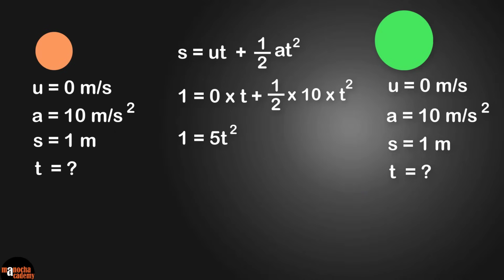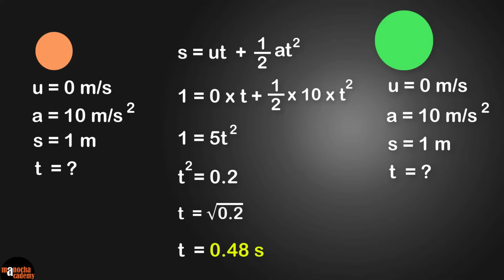Substituting the values in the second equation and solving, we get the time t as square root of 0.2, which is equal to 0.48 seconds. So both the orange and green ball hit the ground after 0.48 seconds.